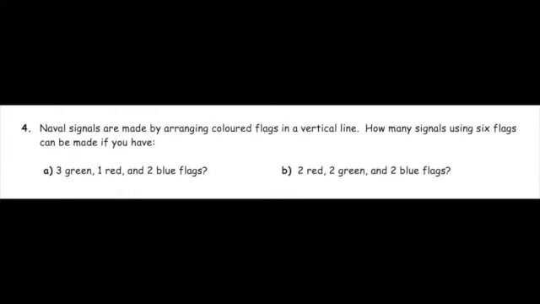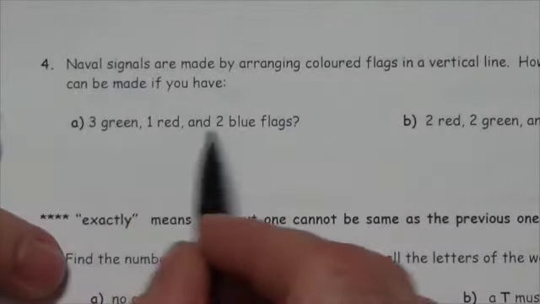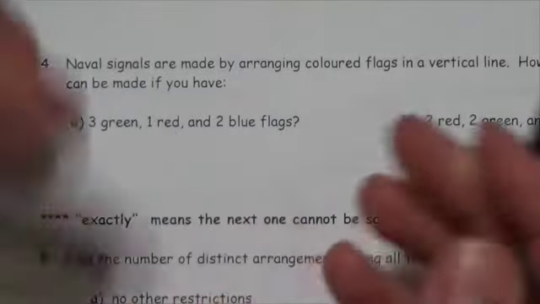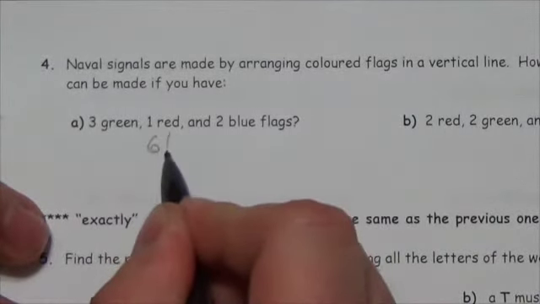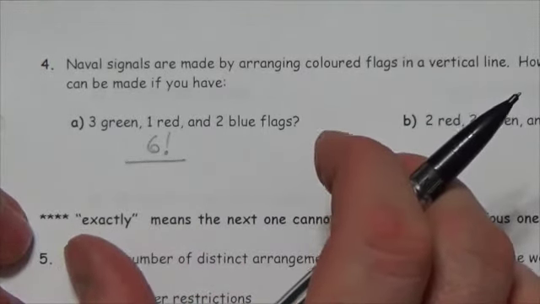Naval signals are made by arranging colored flags in a vertical line. How many signals using 6 flags can be made if A, 3 green, 1 red, and 2 blue flags are used, or B, 2 red, 2 green, and 2 blue flags are used? In this first situation, we've got 3 green flags, 1 red, and 2 blue flags. That's a total of 6 flags, so there are 6 factorial ways that these flags can be arranged.